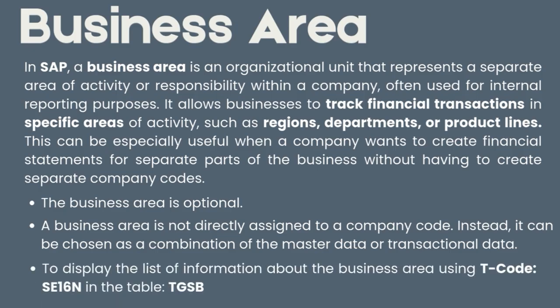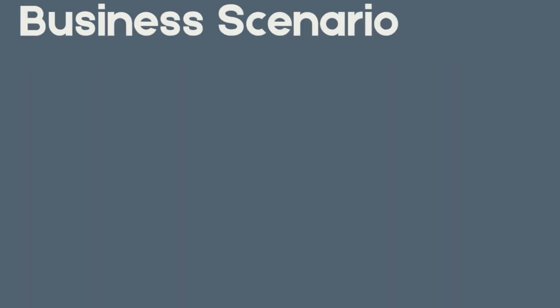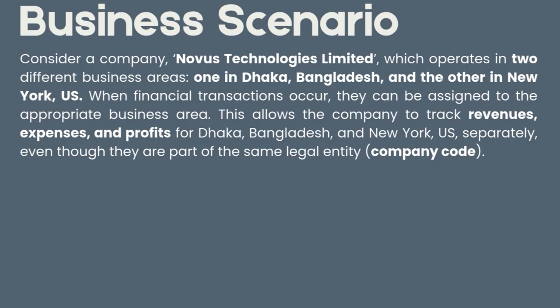Instead, it can be chosen as a combination of the master data or transactional data. To display the list of information about the business area, use T-code SE16N in the table TGSB. Business scenario: consider a company, Novice Technologies Limited, which operates in two different business areas, one in Dhaka, Bangladesh, and the other in New York, US. When financial transactions occur, they can be assigned to the appropriate business area. This allows the company to track revenues, expenses, and profits for Dhaka, Bangladesh, and New York, US, separately, even though they are part of the same legal entity, company code.